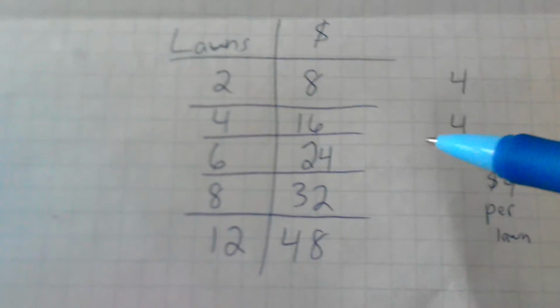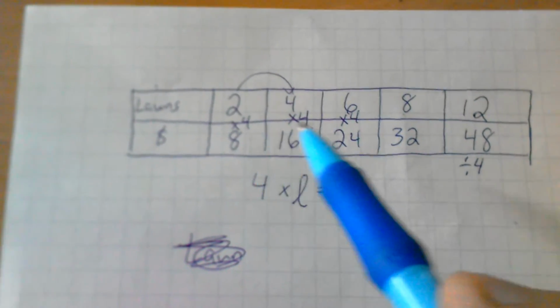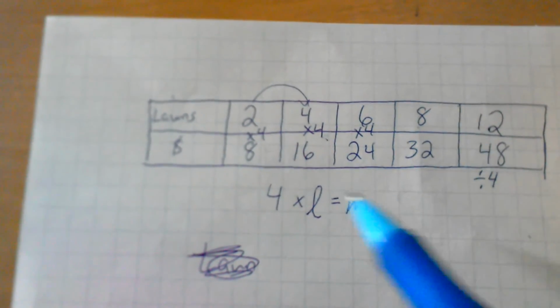So what you're doing is you're actually finding the unit rate. This number that we found up here is actually the unit rate to my problem, and I can use that to fill out my entire ratio table.